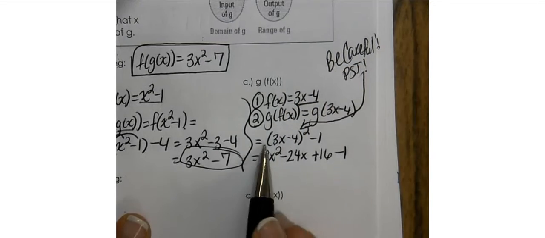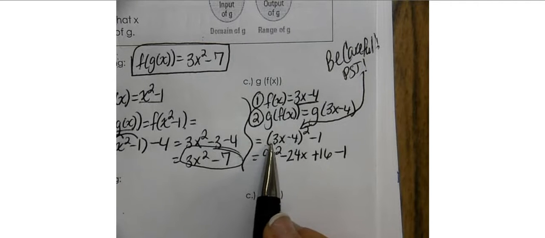What we have here is a PST. This is going to be a perfect square trinomial. So I'm going to rewrite this as 9x squared. 3 times 4 is 12. 12 times 2 is 24, so minus 24x. And negative 4 times negative 4 is 16, so plus 16 minus 1. And all I did there was I used my trick for perfect square trinomials.